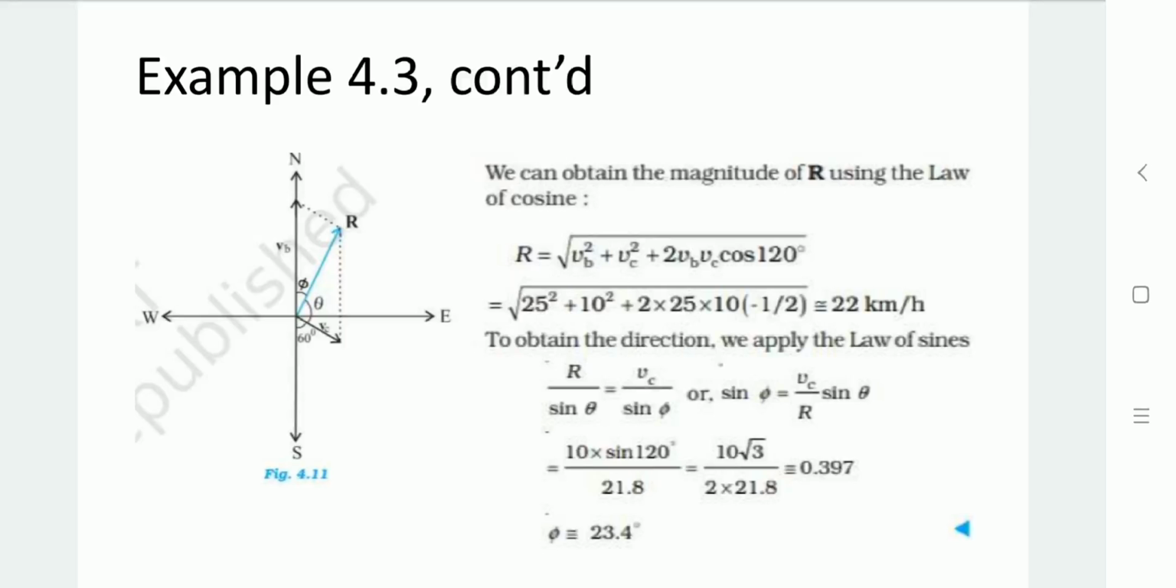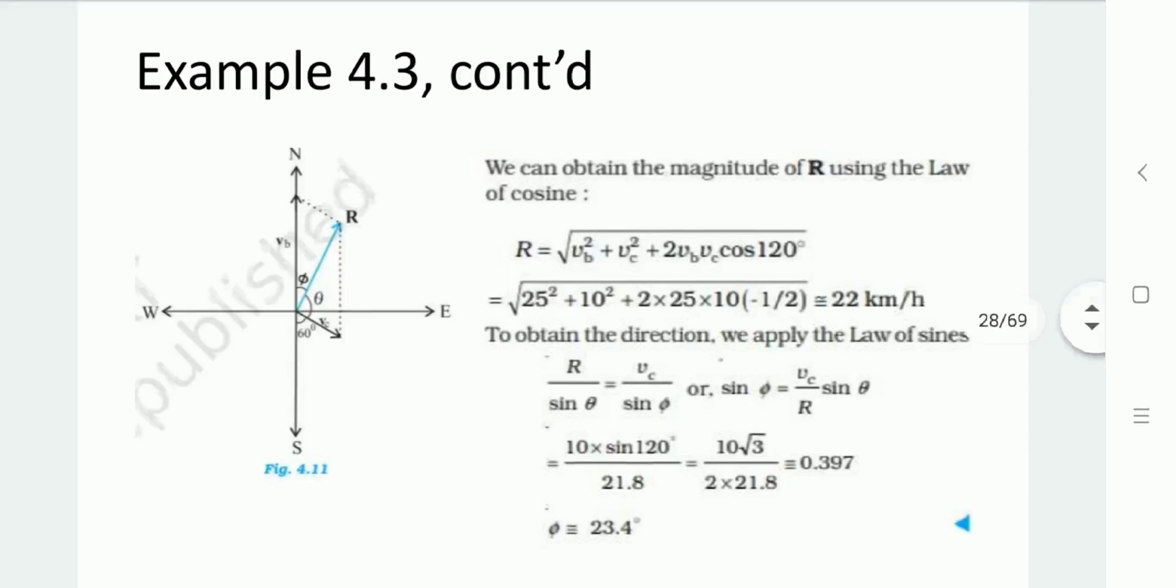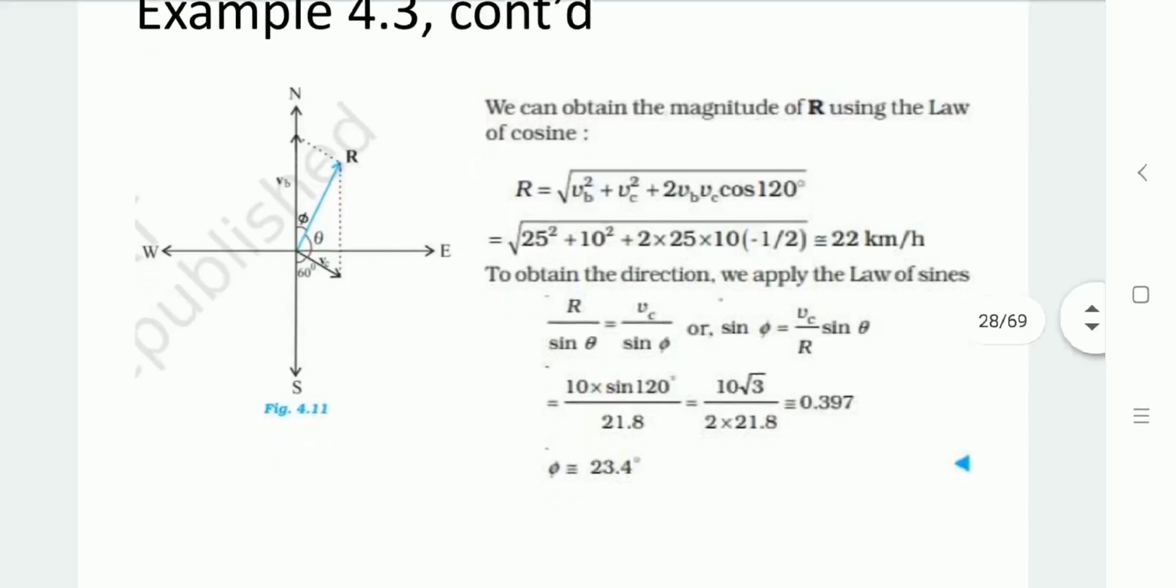Now we need to define the direction. For that, we are going to utilize the law of sine. That would be R upon sine theta equal to VC upon sine phi. So, sine phi equal to VC upon R times sine theta. VC is already given, that is 10. R we have already determined, 22 km/h, and theta we have 120. So, 10 upon 22 into sine 120 degree.